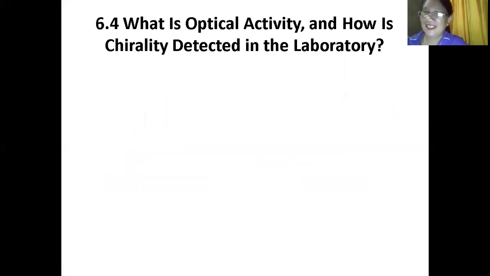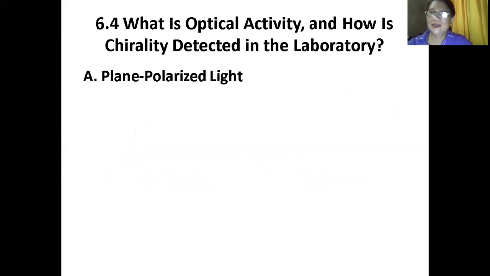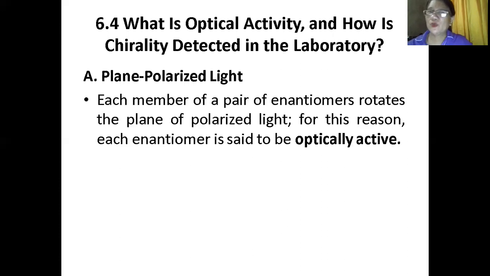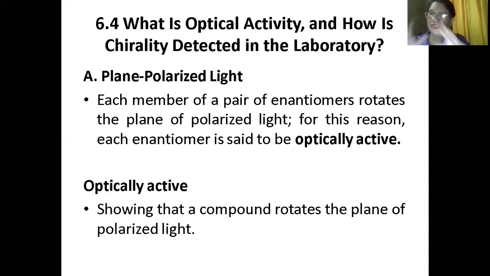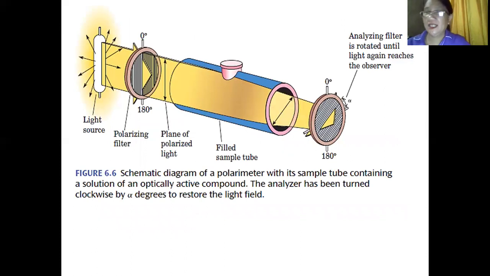So what do you mean by optical activity in the laboratory? Actually, optical activity has something to do with plane polarized light. This polarized light is in the polarimeter. If we place a substance in the polarimeter and a beam of light is passed through, if the plane polarized light will turn to the left or to the right, that is what is meant by optical activity. But if it does not turn, meaning it has no optical activity.